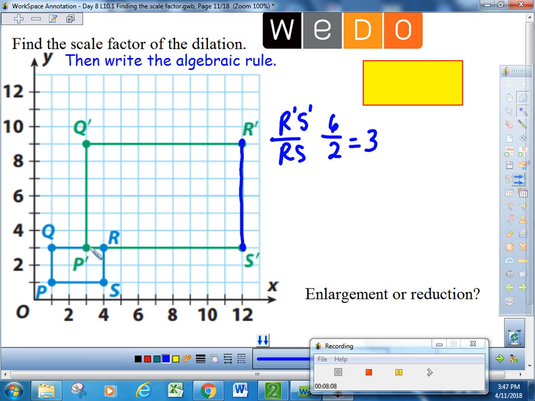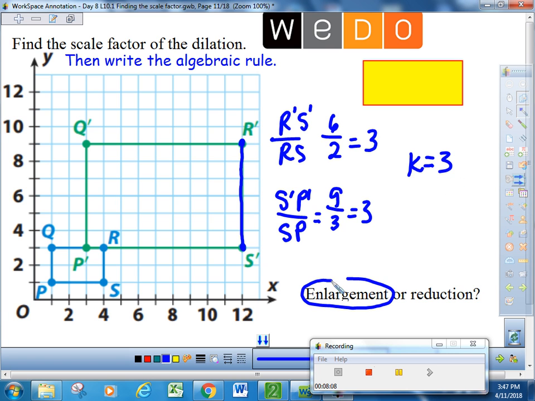And then write this other side up. Okay, you should have S prime P prime over SP, and this is going to be 1, 2, 3, 4, 5, 6, 7, 8, 9 over 3, which is 3. So my K equals 3. It's greater than 1, so it's an enlargement.